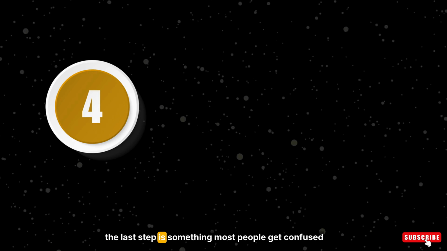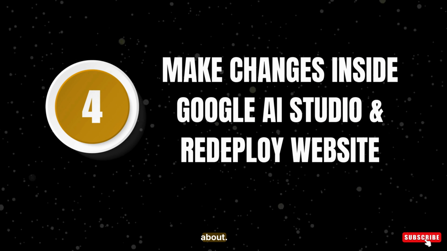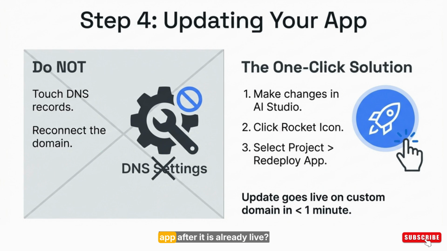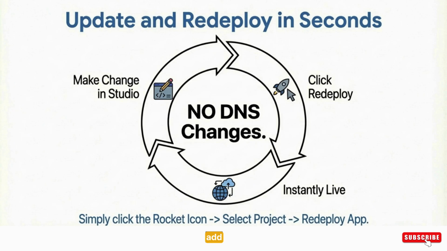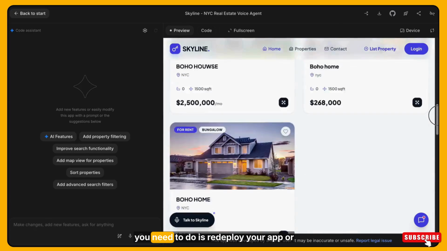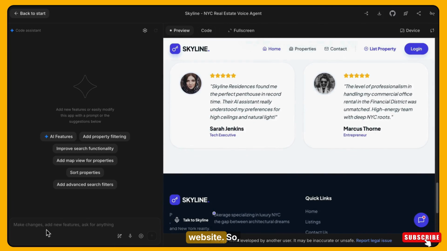Now the last step is something most people get confused about. What happens when you change your website or app after it is already live? Let's say I update the UI, add a new section, or change some functionality inside the Google AI Studio website or app. Do I need to touch DNS again, or do I need to reconnect the domain? The answer is no. All you need to do is redeploy your app or website.